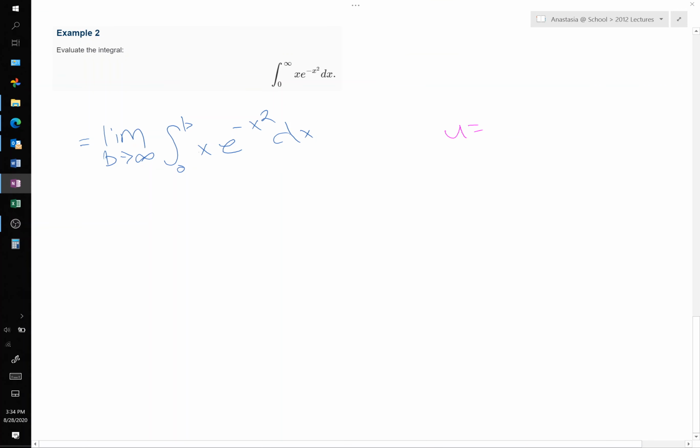So we're going to let u be negative x squared. Du is going to be negative 2x dx. We have an x and a dx in our integral, so I'm going to divide both sides by negative 2 to get negative 1/2 du equals x dx. Now we have a definite integral, so I'm going to go ahead and find new bounds. When x is equal to 0, this means that u is going to be 0 as well. When x is equal to b, then u is going to be negative b squared.